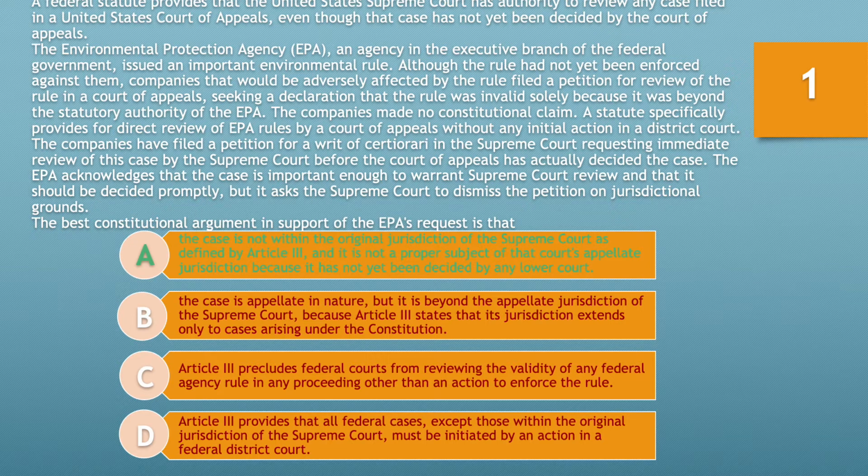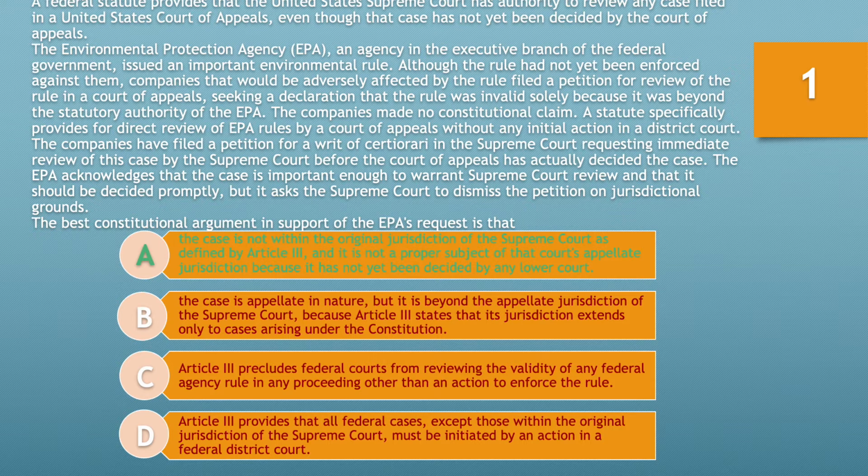Let's look at the three other options and see why those three are incorrect. Option B. We can, in essence, eliminate these options right off the top. Option B says the case is appellate in nature. We can stop right then and there. There's no further analysis necessary. There's been no lower court decision, so the case is not ripe for any appellate level action.